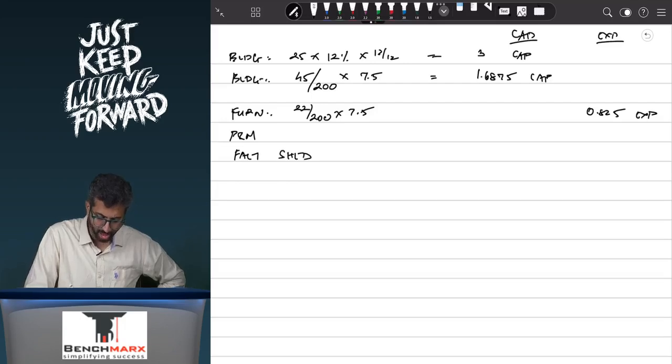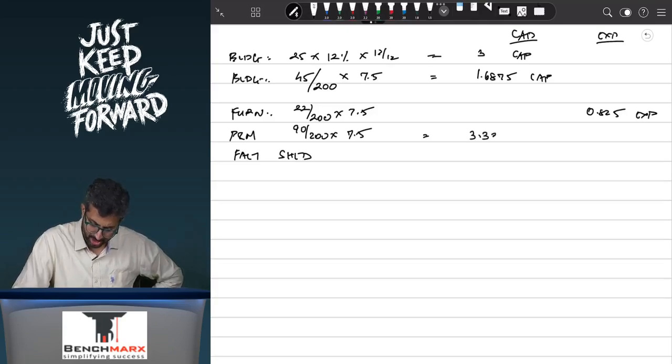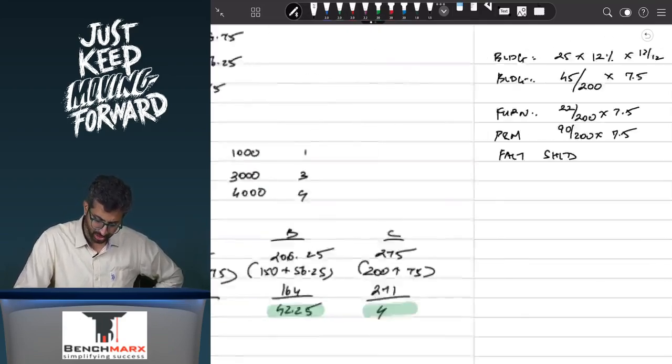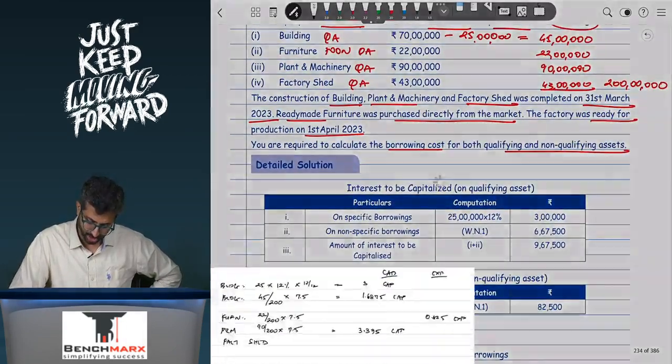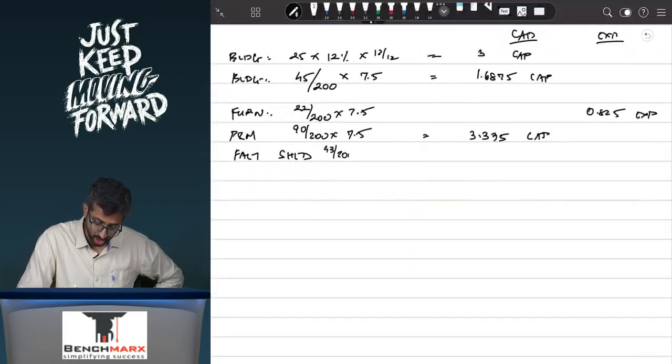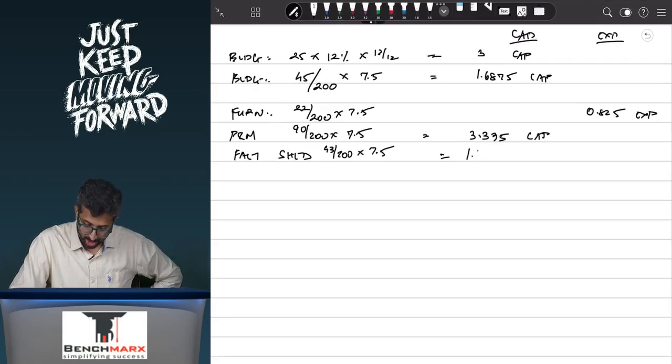Over here, when you look at plant and machinery as well as factory shed, these are both qualifying assets, and hence whatever is the money spent, let's say 90 by 200 into 7.5. So this is coming to 3.375, this will be capitalized. And lastly, for factory shed, this is probably spending 43 lakhs. So this is 43 out of 200 into 7.5, so this is 7.5 on the base of 200 into 43, which comes to around 1.6125. This will again be capitalized.